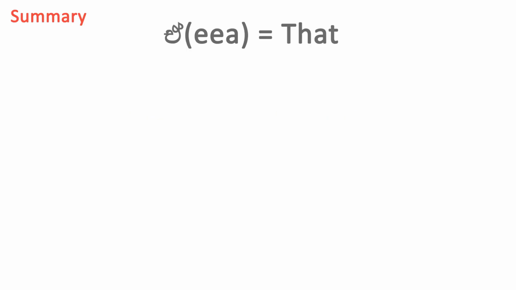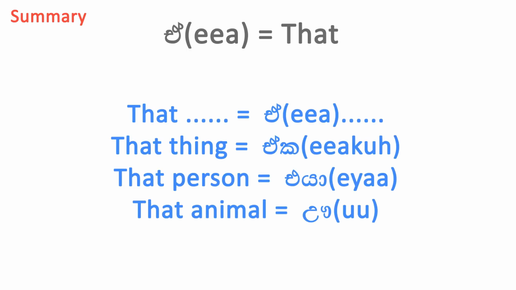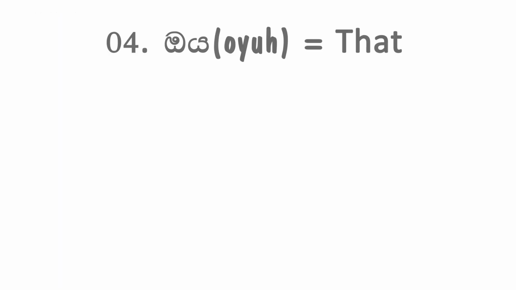The summary for the word A is like this. A means that. Eka, that thing. Meyaa, that person or he or she. Oyuh, that animal. The last word for that is Oyuh. Remember to pronounce this word with the sound not Oyuh.